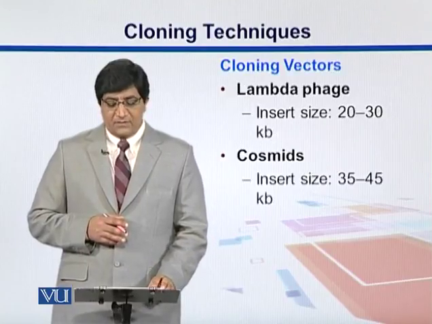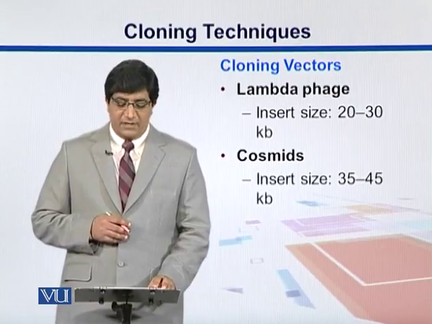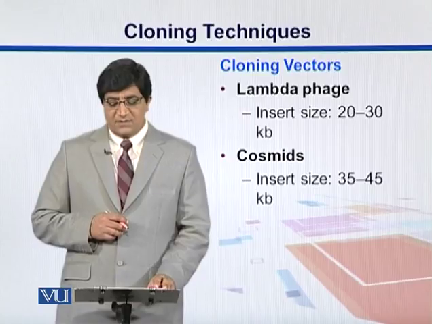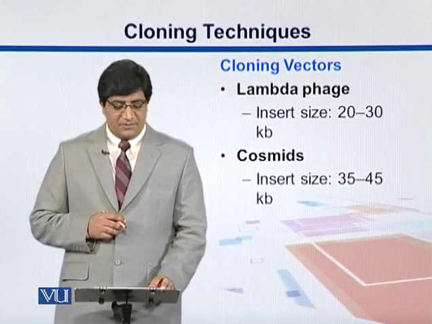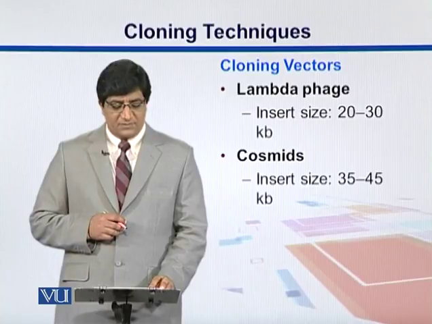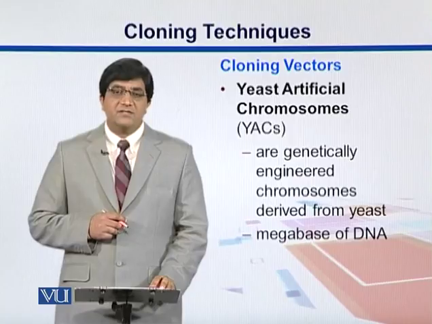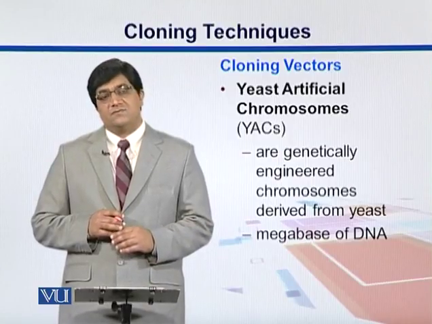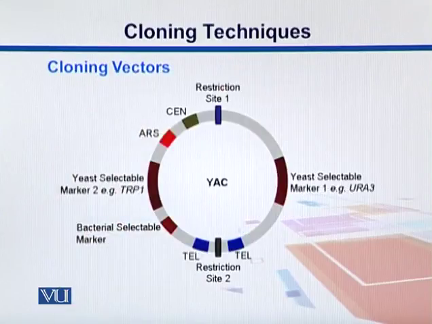There are different types of cloning vectors. For example, lambda phages are derived from viruses. Sizes are 20 to 30 kbs. Cosmids can take up to 35 to 45 kbs, good for smaller fragments. For larger fragments, there are genetically engineered chromosomes from yeast, which can take a large insert size. Here is an example of a yeast artificial chromosome.